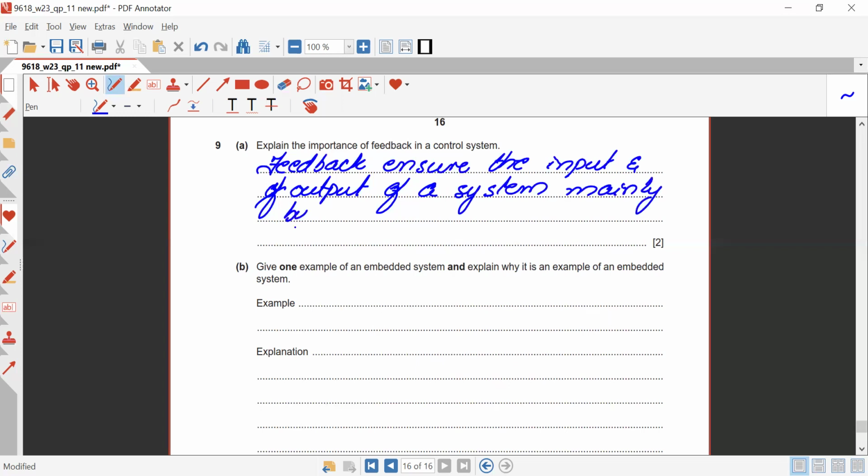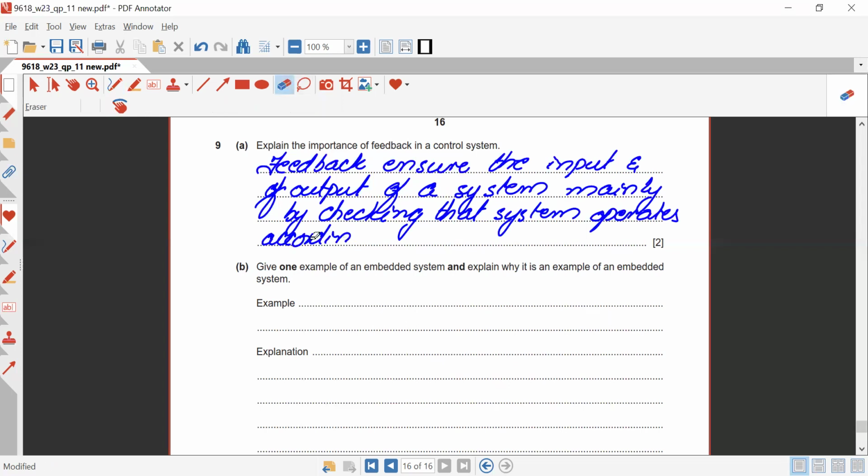Mainly by checking that system operates according to, or you may say operate within the criteria, within given criteria.